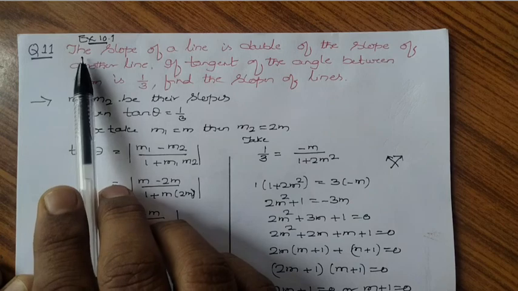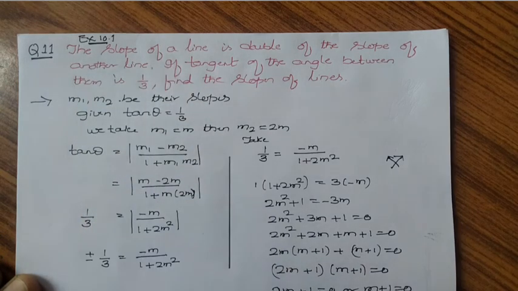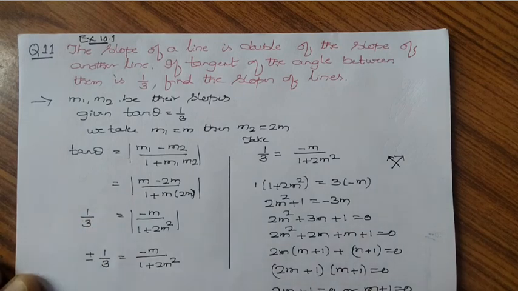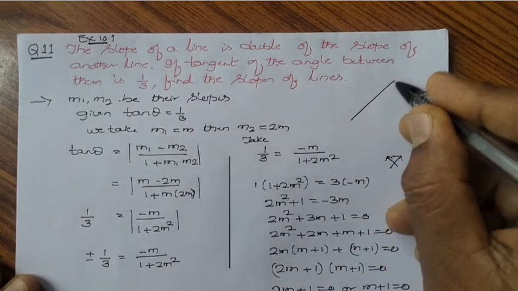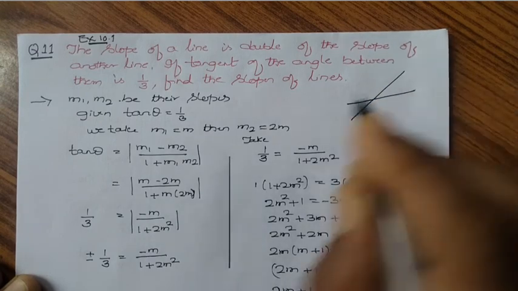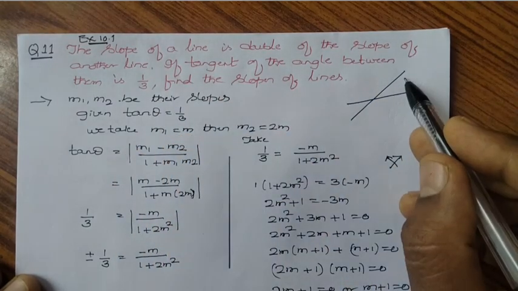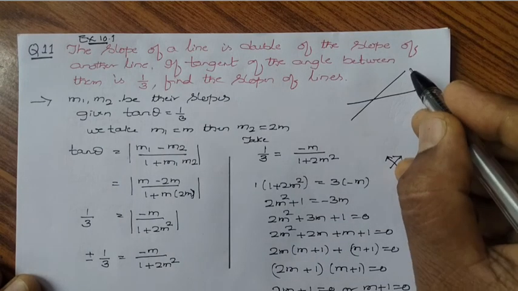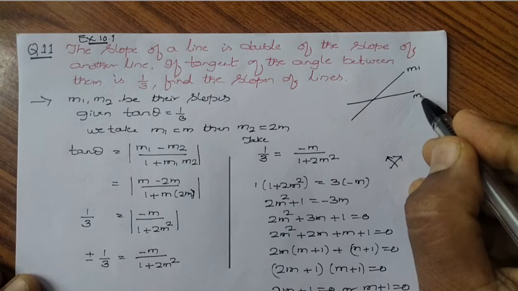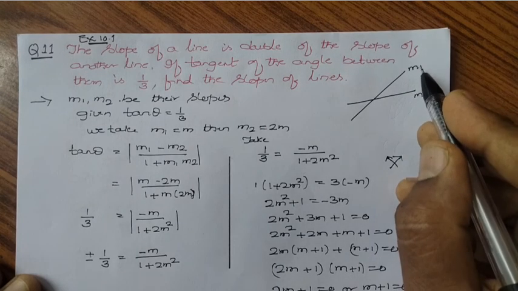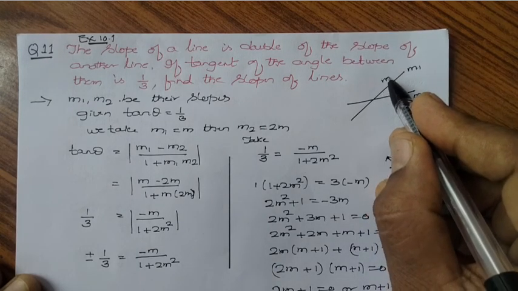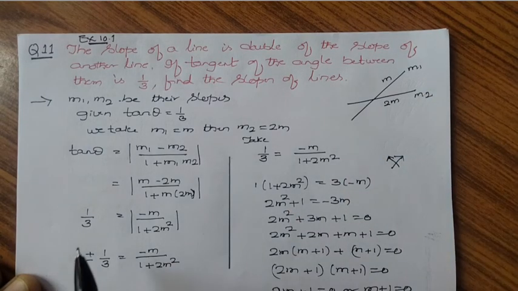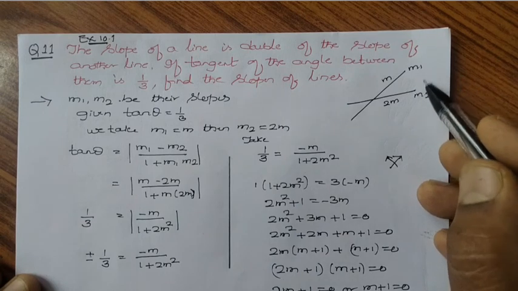So what is given here? The slope of one line is double the slope of the other line. It means there are two lines. If the slope of one line is double the slope of the other, suppose we take m1 and m2 as the slopes of the two lines, and if we take m1 as m, then m2 becomes twice of m, like this.